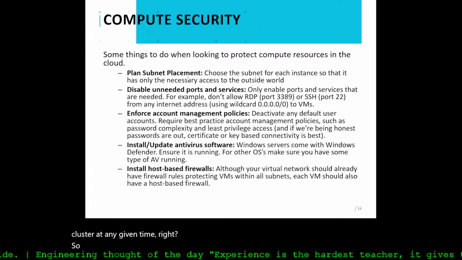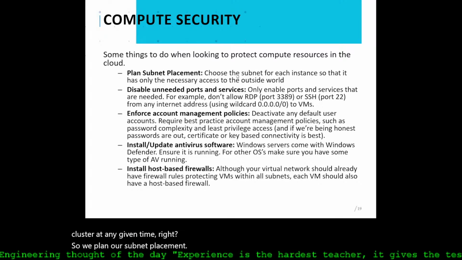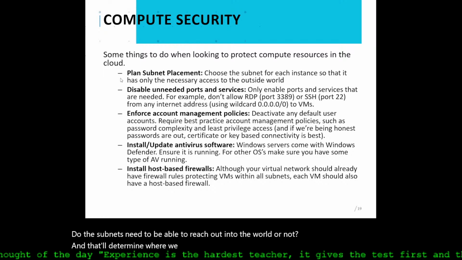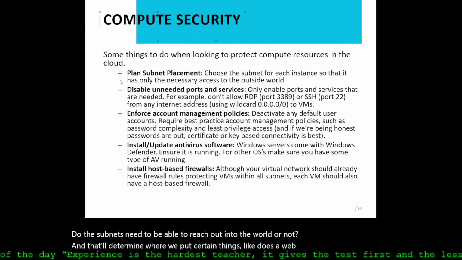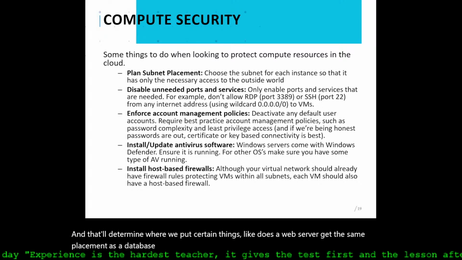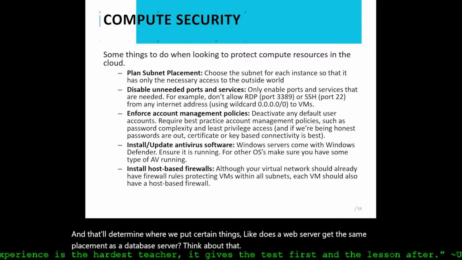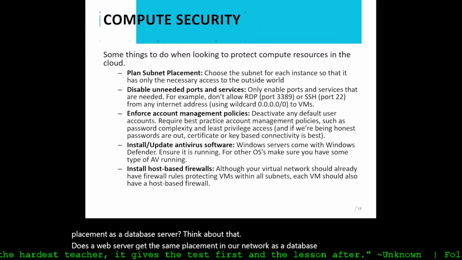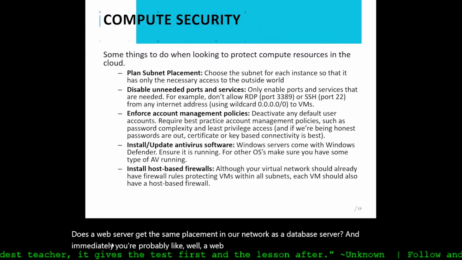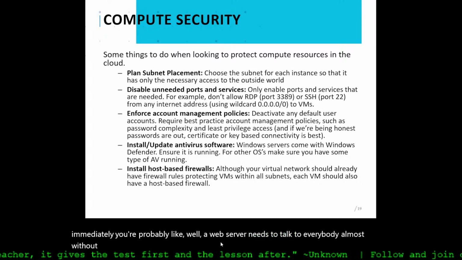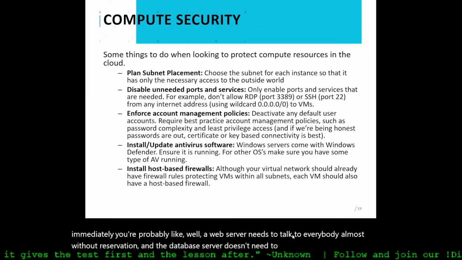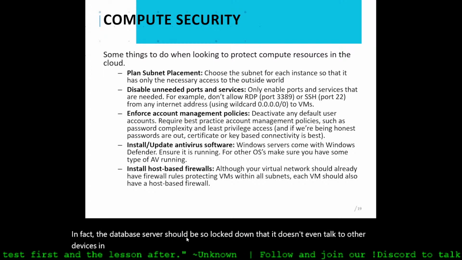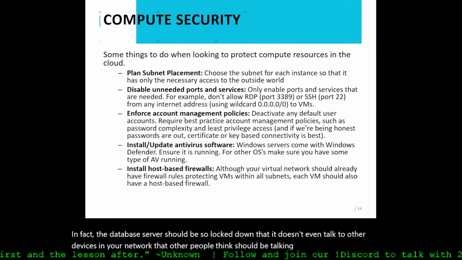So we plan our subnet placement. Do the subnets need to be able to reach out into the world or not? That'll determine where we put certain things. Does a web server get the same placement as a database server? Think about that. Immediately you're probably like, well, a web server needs to talk to almost everybody without reservation, and the database server doesn't need to be talking to anybody. In fact, the database server should be so locked down that it doesn't even talk to other devices in your network that you don't think should be talking to it.